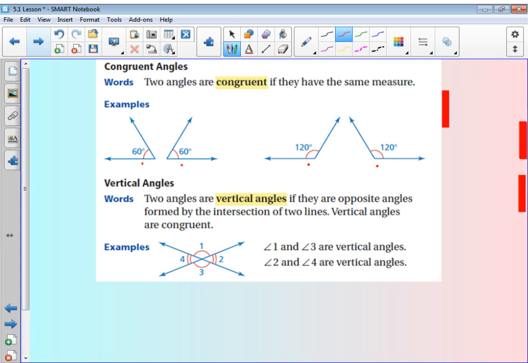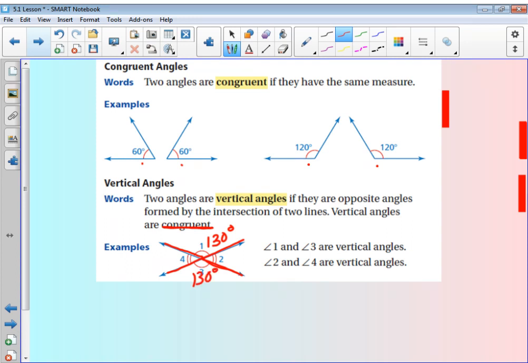So what does that wording mean? Well, if we look at these two intersecting lines, the vertical angles here would be angle 1 and angle 3. Okay, and the key thing is understanding that vertical angles are congruent. That means they're equal in measure. So if I knew that angle 1 was, I'll just throw a number out there, 130 degrees, then that means angle 3 is also 130 degrees. I don't have to do any calculating.